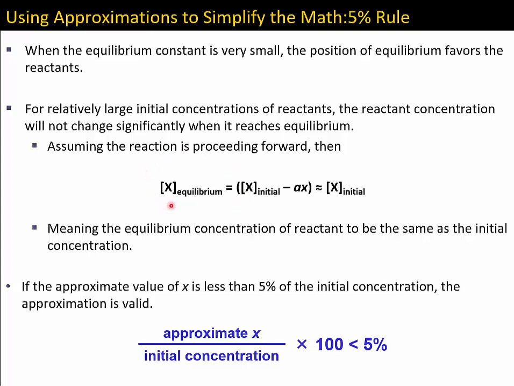So if our equilibrium concentration is equal to our initial concentration minus some small change, and this small change is insignificant, it's basically the same amount. So our initial and our equilibrium concentrations will be the same, meaning that the equilibrium concentration of the reactant is the same as the initial concentration. If the approximate value of X is less than 5%, that's just an arbitrary threshold, we're going to say 5% of the initial concentration, our approximation is valid. So our approximate X divided by our initial concentration times 100 is going to be about 5%.